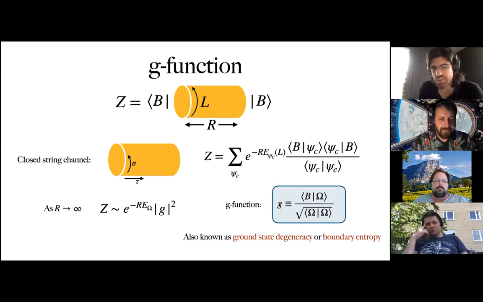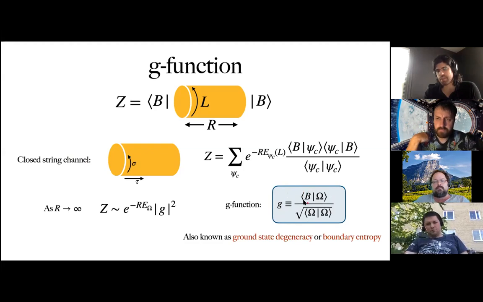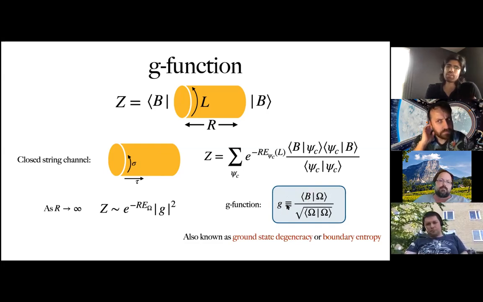You might complain that this G function as it is defined here looks a little bit ambiguous because I'm not specifying the norm of this boundary state, nor the phase of this boundary state. And usually that's fixed by imposing that the closed string channel and the open string channel are the same. So that fixes the norm of the boundary state, but there's still a phase that you can adjust. You can change this boundary state by a phase that wouldn't affect anything. And usually the definition is such that we choose this phase such that this G function is positive.